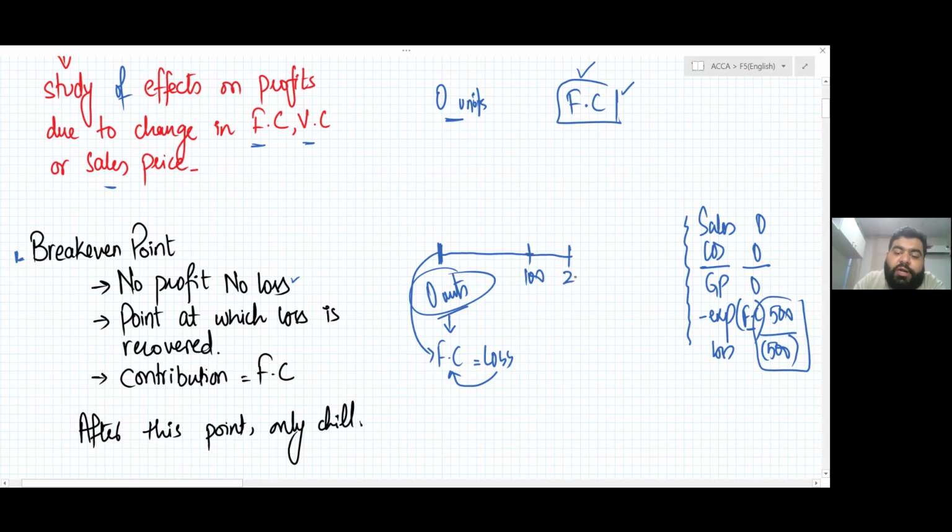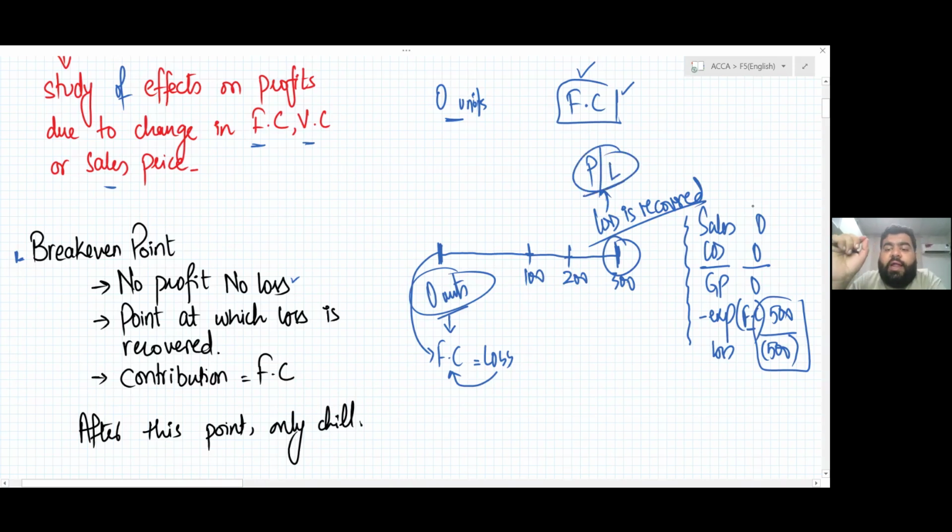For example, at 200, there is still a loss. Just for an example, at 300 you come to know that at this point your loss is recovered. At this point you are not earning a profit, and you are not incurring any loss. So profit and loss becomes zero at this point, assuming 300 units. This point is known as the break even point, at which the loss is recovered.